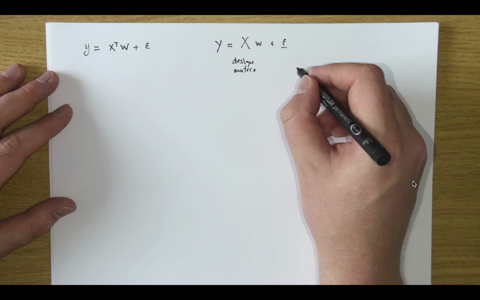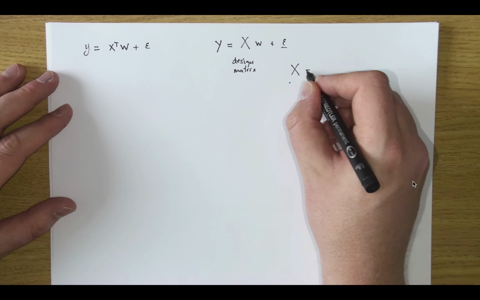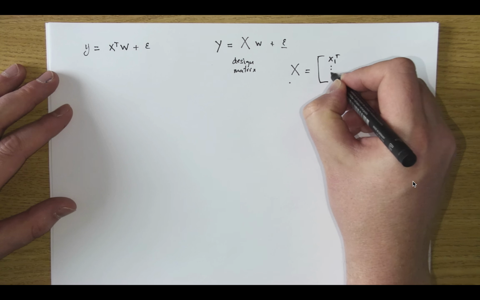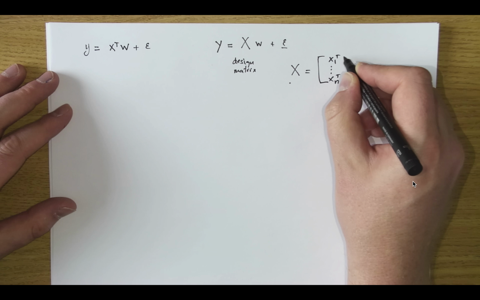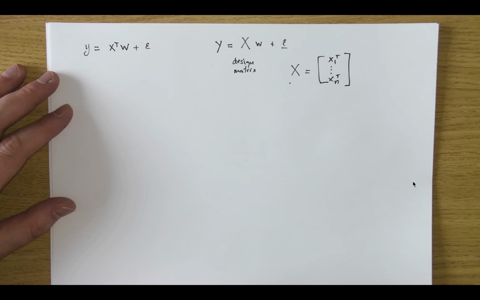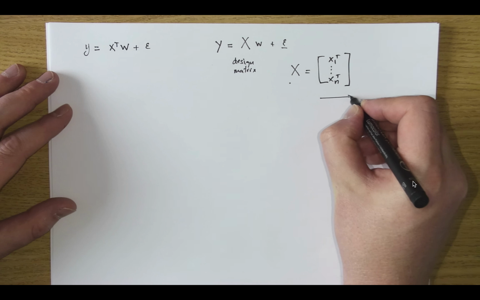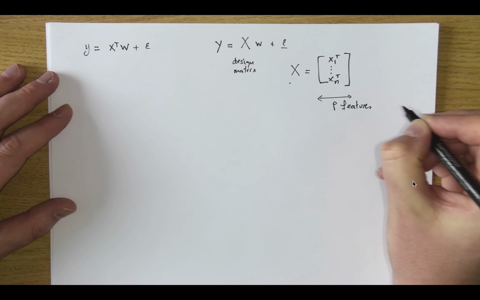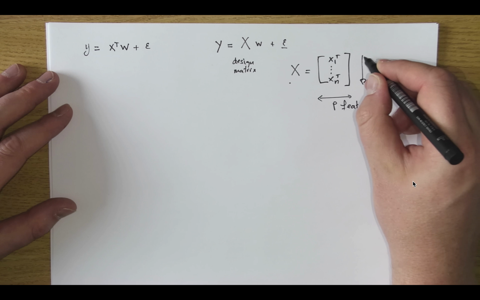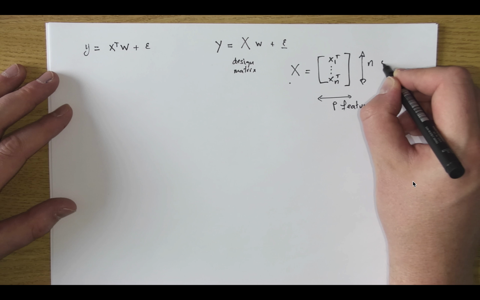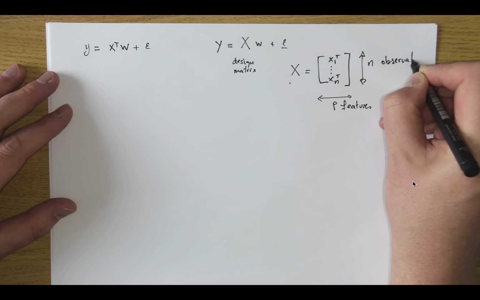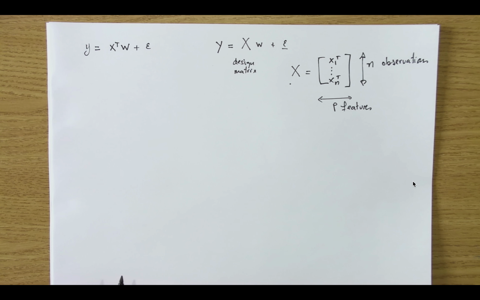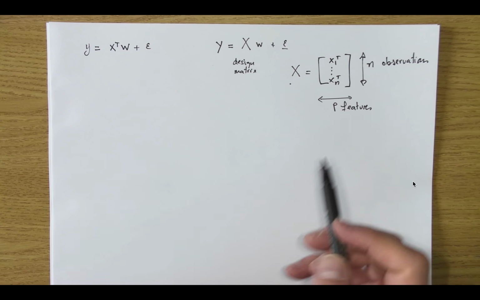Now the design matrix, just reminding you of that, is what you get by stacking all the observations. The size of this would be p, because you have p features, and the number of observations, so the number of samples you have, the sample size of your problem, the size of your data set.